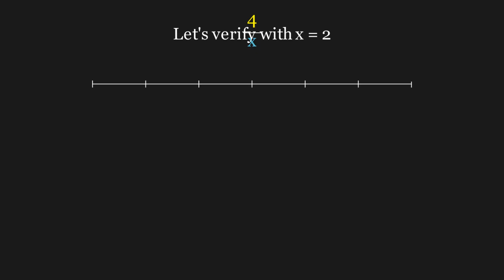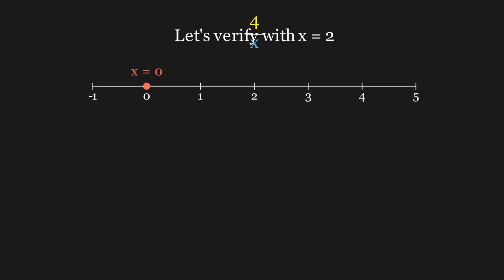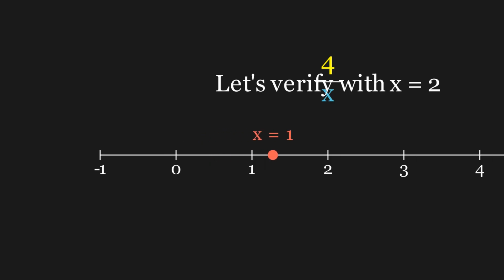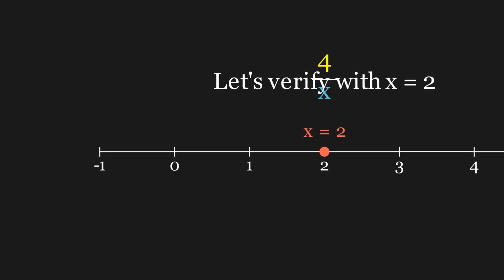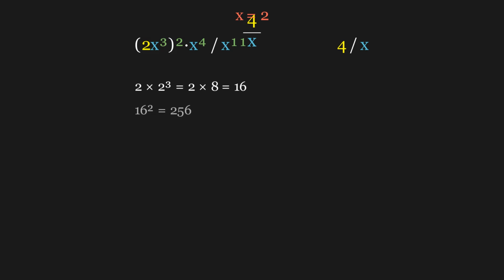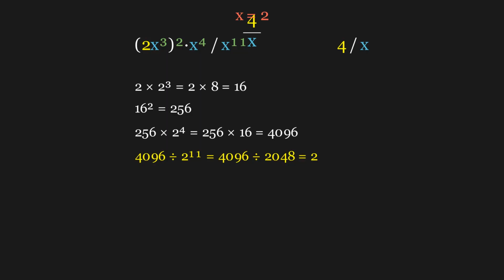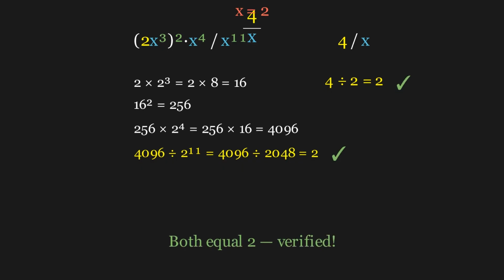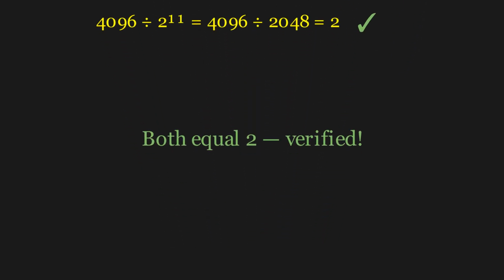Let's make sure that's actually true by plugging in a number. We'll let x equal 2. First, the original expression. 2 times 2 cubed is 2 times 8, which is 16. 16 squared is 256. Multiply that by x to the 4th, which is 2 to the 4th, 16. 256 times 16 is 4,096. Now divide by x to the 11th, which is 2 to the 11th, 2,048. 4,096 divided by 2,048 is 2.